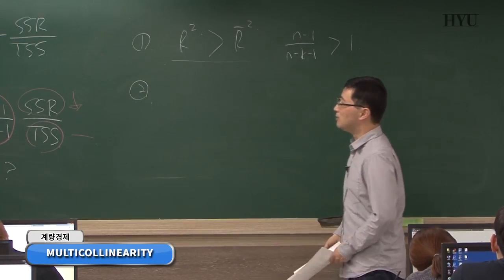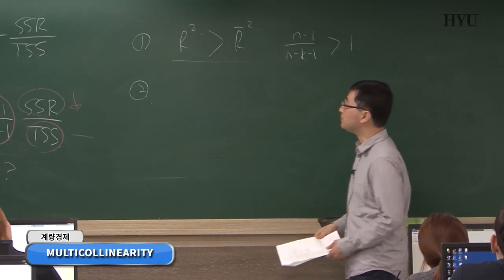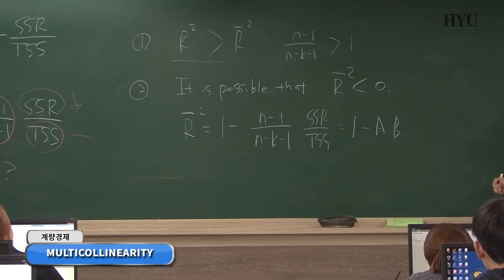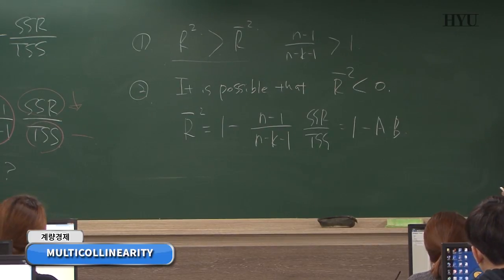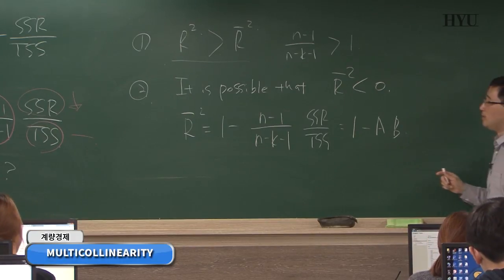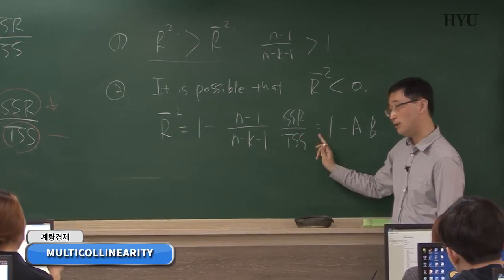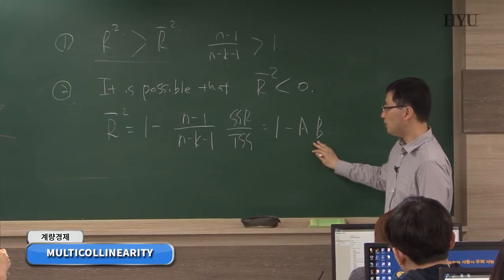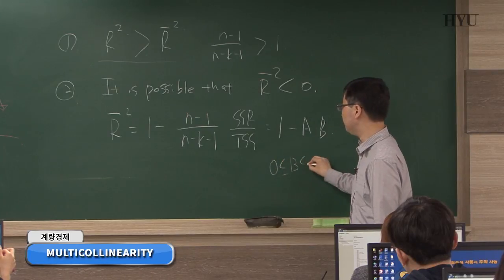But the second comment about the adjusted R squared is kind of tricky. It says that the adjusted R squared can be negative. And that's kind of embarrassing. What's the meaning of having minus 4% of variation explained by the regression? So that's one of the disadvantages of the adjusted R squared. And this is why. Let's say it's 1 minus this quantity times this quantity. About this A and B, this is A and this is B. We know that B is between 0 and 1 all the time.